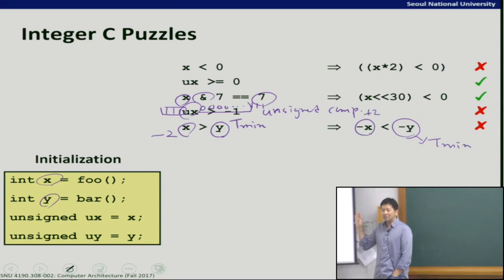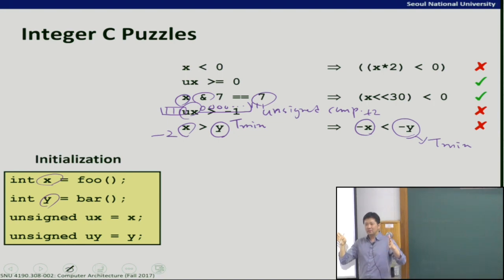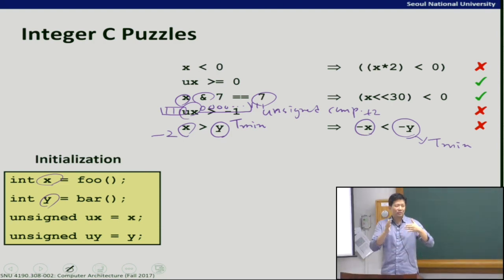Because of the limited number of bits, one property of two's complement numbers is that the positive and negative ranges are asymmetric, right? If you negate TMin, it actually returns to itself, because there is no corresponding positive number for TMin. So -x becomes TMin again, and now this one doesn't hold. Okay?